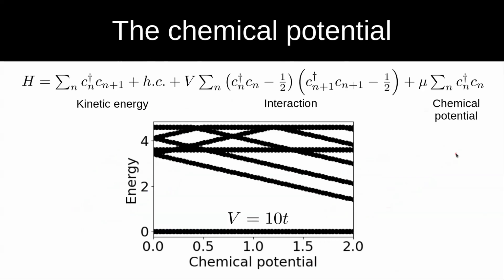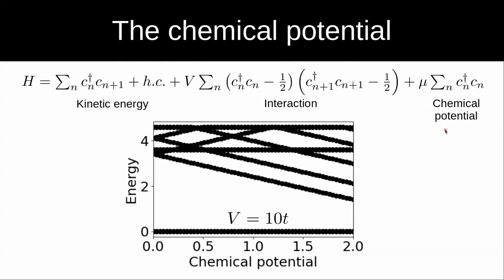We can understand a little bit more about the nature of the insulating state in the strongly interacting limit if we add a chemical potential to the Hamiltonian. So we can consider the same Hamiltonian as before. We have kinetic energy, which is the hopping between electrons in the one-dimensional chain. Then we have our interaction, which is the density-density interaction between nearest neighbors in the chain.